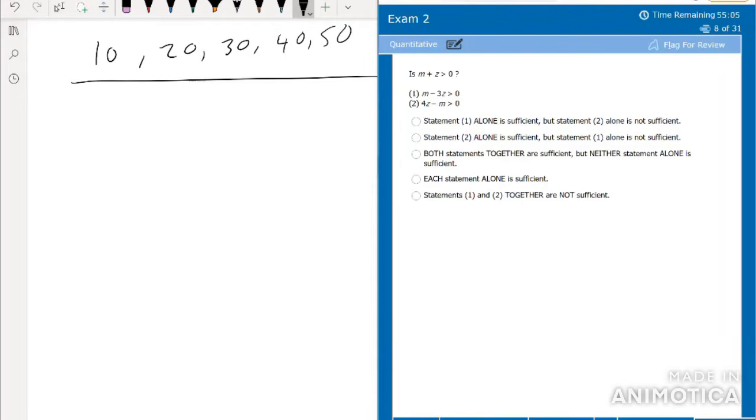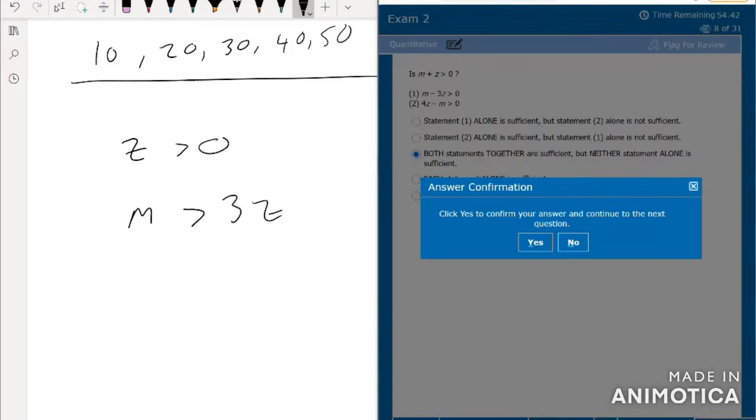But if we put them together, then we can add them. If we add 1 and 2, we get that z is greater than 0. And then m is greater than 3z from 1, so m is greater than 0, which means m plus z is greater than 0. So both statements together are sufficient, but neither alone is sufficient.